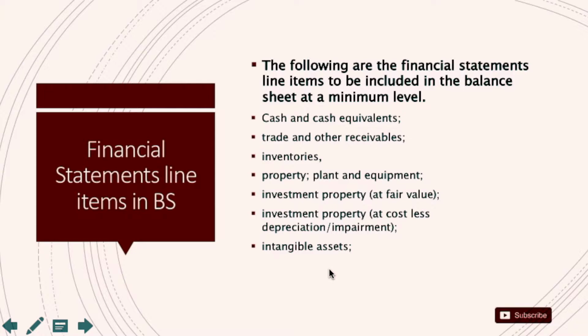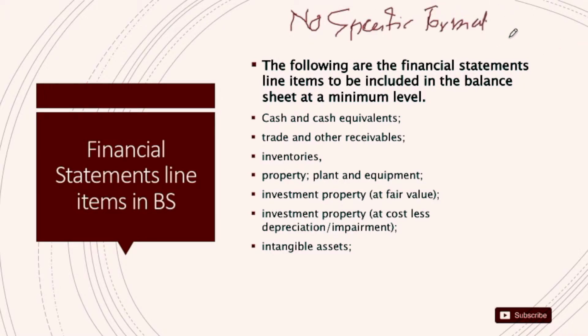The following are the financial statement line items that are required to be included in the balance sheet, or the statement of financial position, at a minimum level. As I already said in my previous video, there is no specific format for the balance sheet. However, IAS 1 or Section 4 of the IFRS for SMEs specifies some minimum level of items that are required to be included in the statement of financial position.